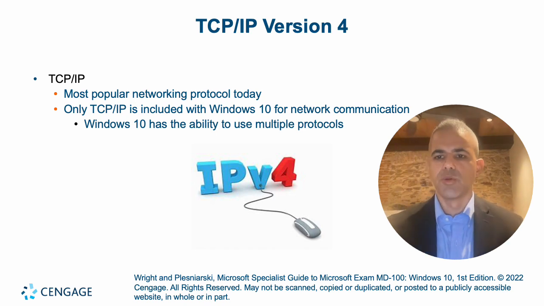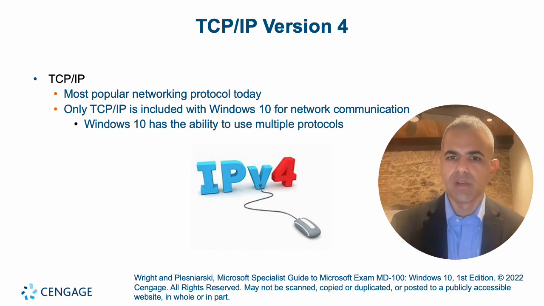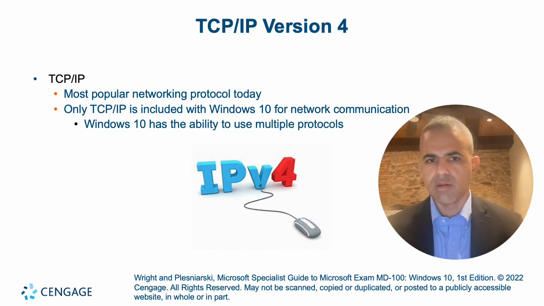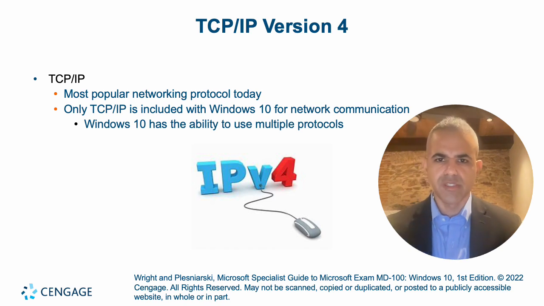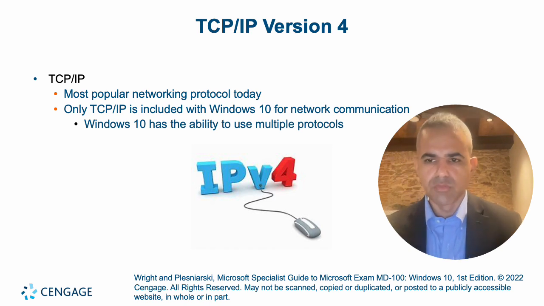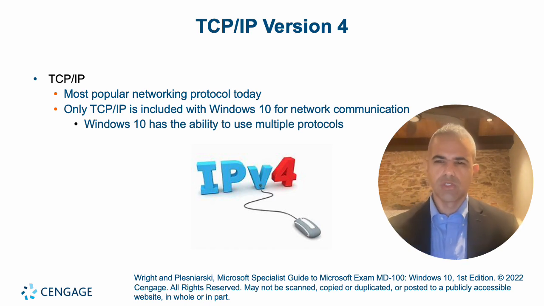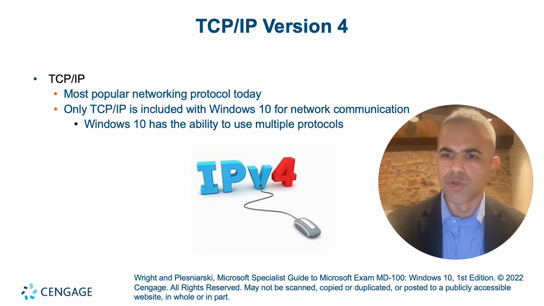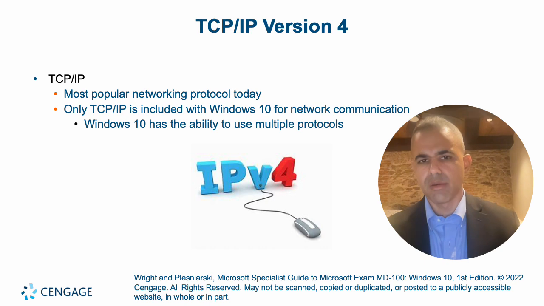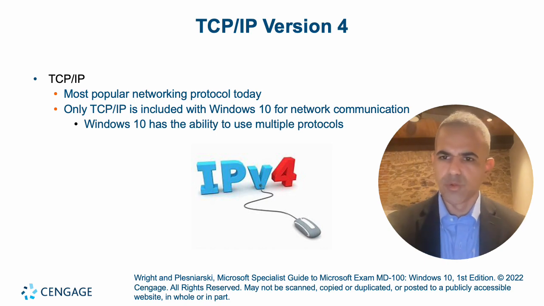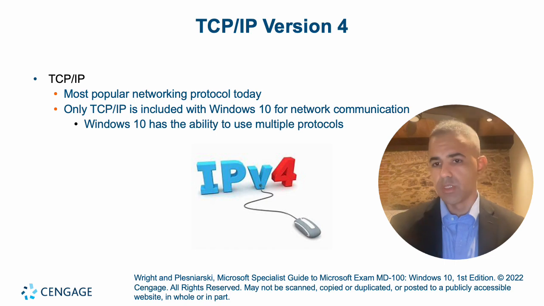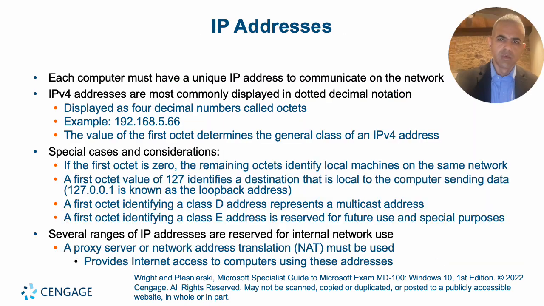But once it got to version 4, then it became public. It is the protocol that we use to be able to communicate across network devices. I know that you're probably wondering about the 6. Well, the 6 is just a more advanced version. But TCP/IP version 4 is the most popular networking protocol, and it is currently included with every single version of Windows, to include Windows 10, Windows 11.